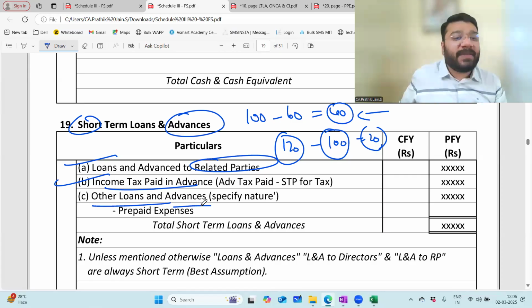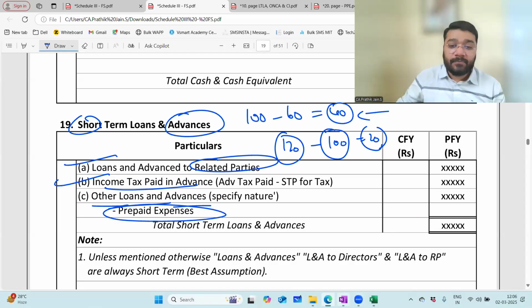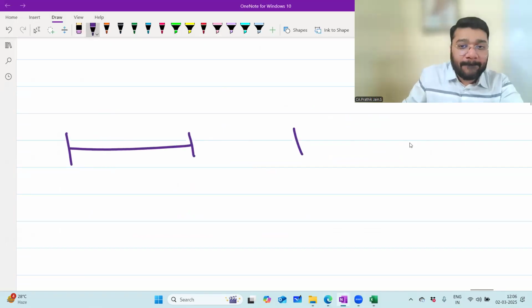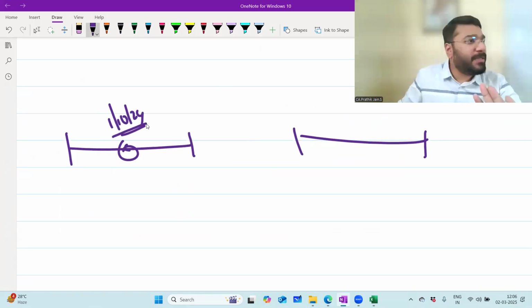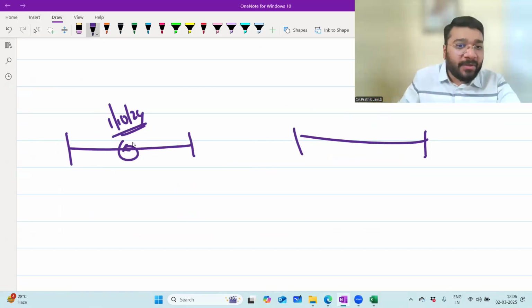Other loans and advances. If there is anything else, for example, prepaid expenses. Means what? I paid insurance money. Example. I know you're getting bored. It's okay. We're done. 15 minutes, 10 minutes, we're done with it. Then we'll do a break and then we'll start a practical question. You'll enjoy. I'm telling you.